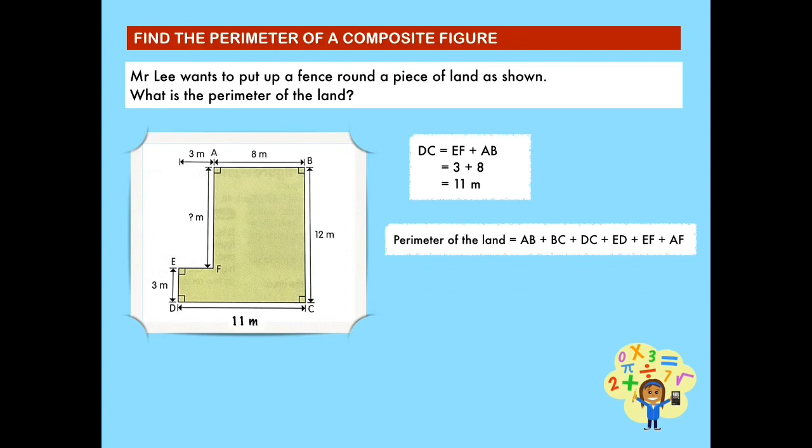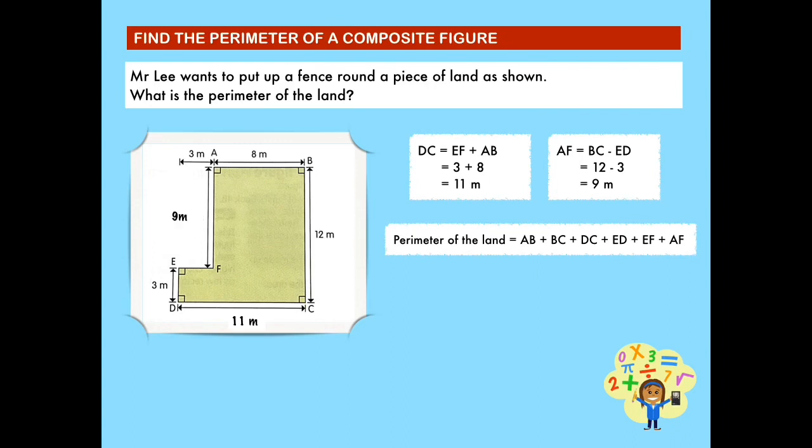Next, let's find out line AF. Line AF and line ED have the same length as line BC. To get the length of line AF, we subtract line ED from line BC. Hence, 12 minus 3 is equal to 9 meters. We say that the length of line AF is 9 meters.